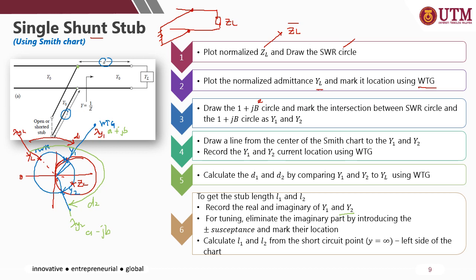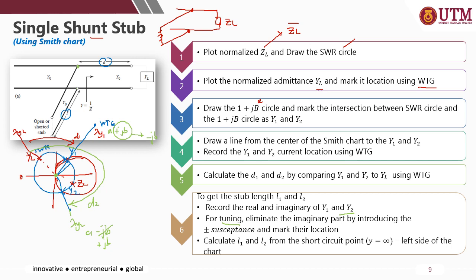Alright, so after that, you will perform the tuning or impedance matching by introducing the susceptance. You will tune the imaginary part so that you can eliminate it. For example, here is plus JB. To eliminate this plus JB, you can introduce negative JB. Right, so here is negative JB. To eliminate this point, you need to introduce plus JB so that it can cancel out. Alright, so then you can get a match position one there.